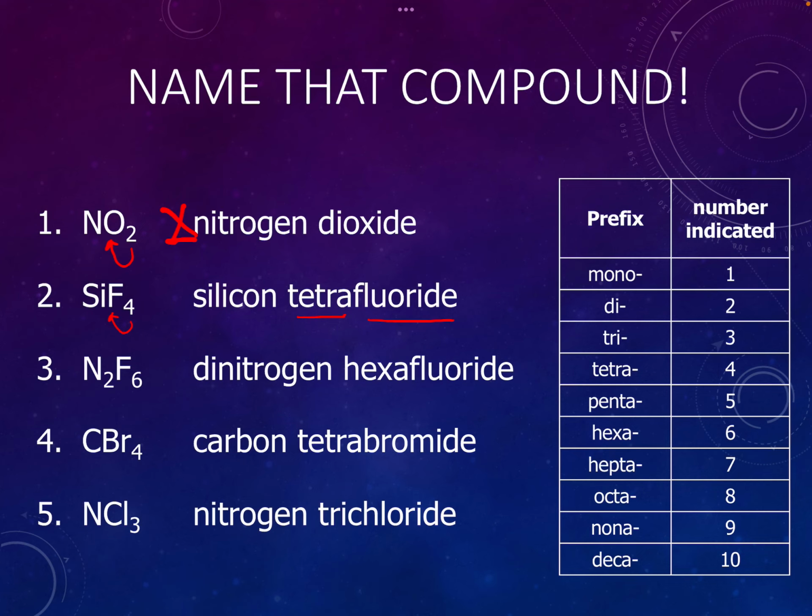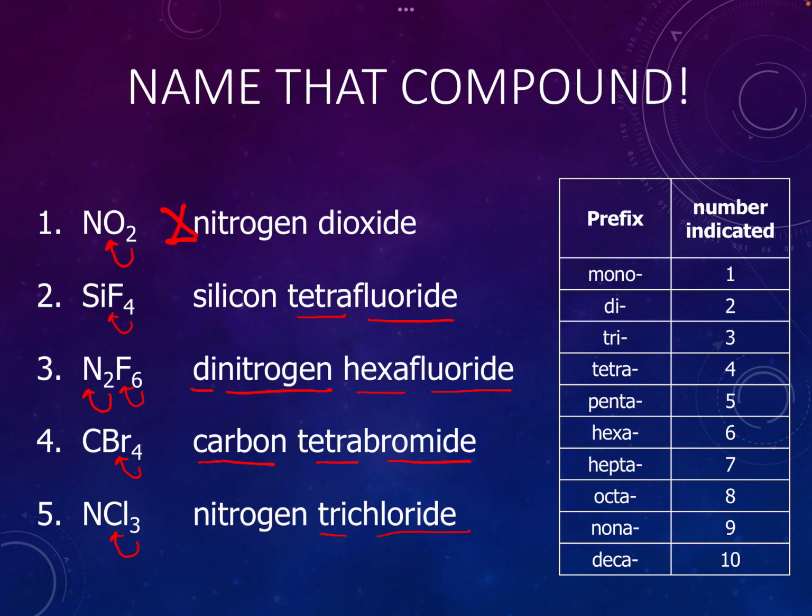So now on the next one, we do have 2 of the first element, so we do need to include a prefix. The only time we don't have a prefix on the first element is if there's just one. But if there's two, we do need a prefix. So this will be dinitrogen, and then 6 fluorines is hexafluoride. On to the next one, just one of the first elements, so we just put carbon, and then 4 bromines, so tetrabromide. Just one of the first elements, so no mono, we just write nitrogen, and then 3 chlorines, trichloride.